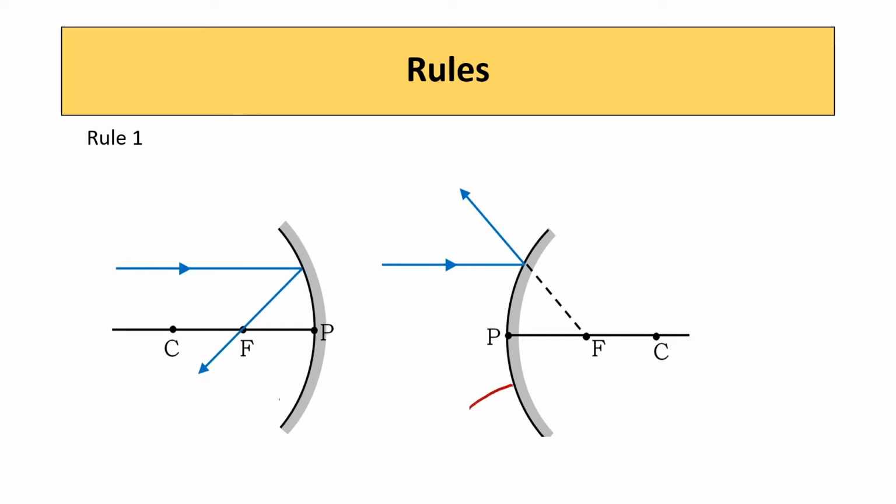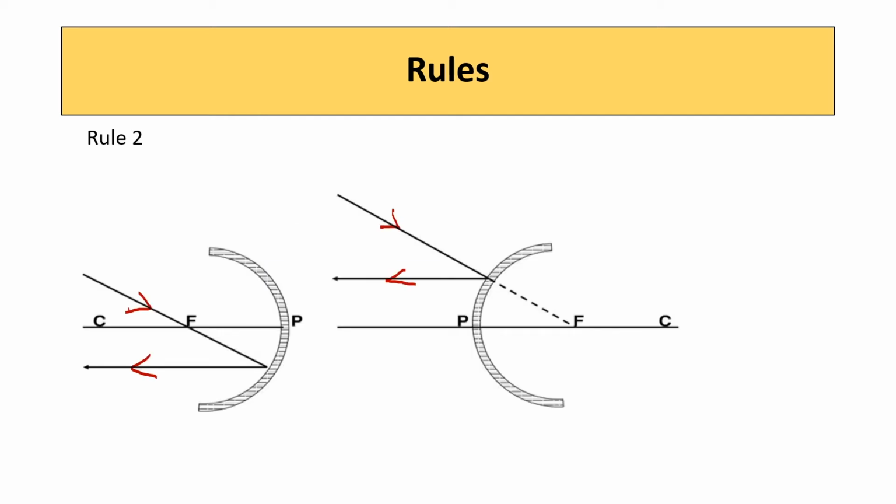For this convex mirror, this is the principal axis, this is the incident ray, and this is the reflected ray. As this is a convex mirror, you extend this reflected ray backwards to the focus.